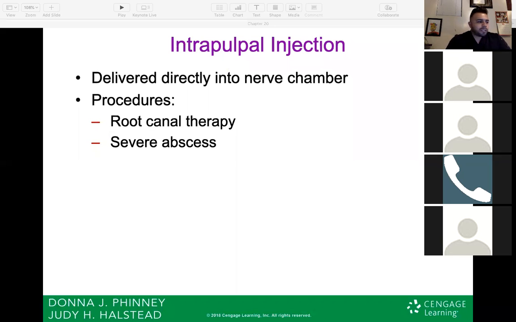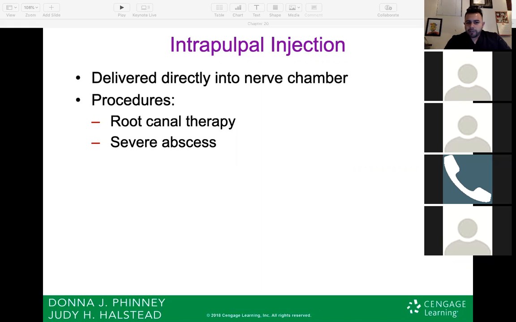So with intrapulpal injections, these are kind of interesting. These are delivered directly into the nerve chamber of the tooth. So these are usually done in root canal procedures or where we have severe abscesses.